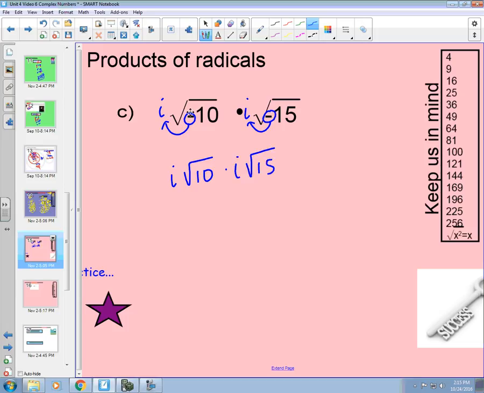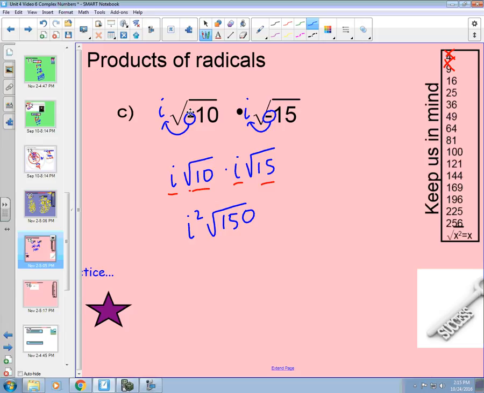Okay, well let's multiply this now. We got I times another I, that's going to be I squared. Neither 10 nor 15, okay, if we look at either of those, 9 and 4 don't go in either of those. So let's multiply those together too. That's going to be square root of 150.